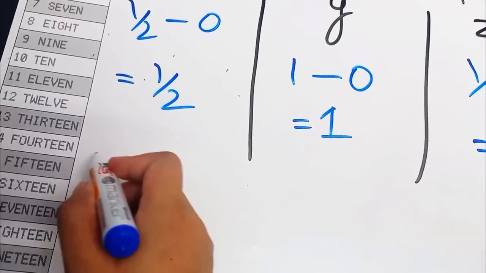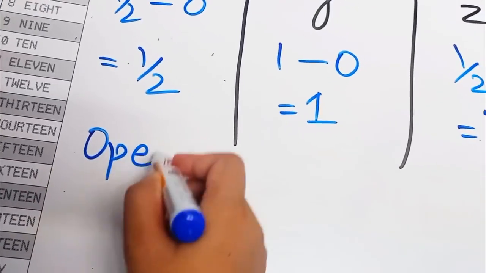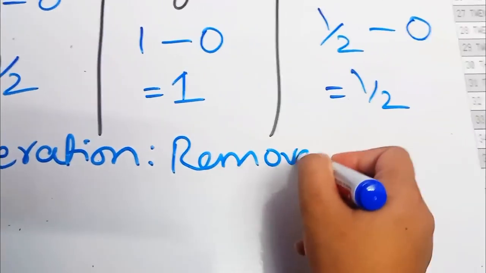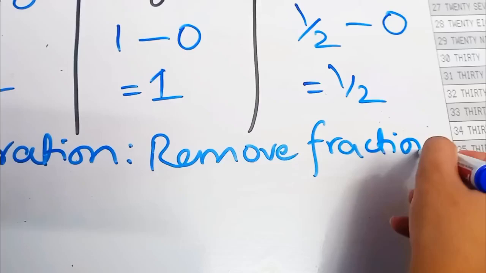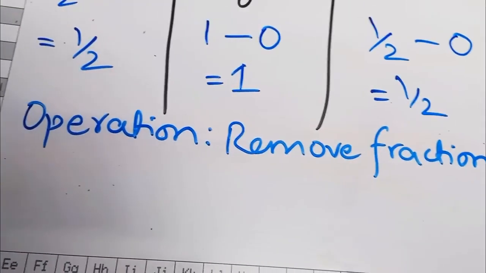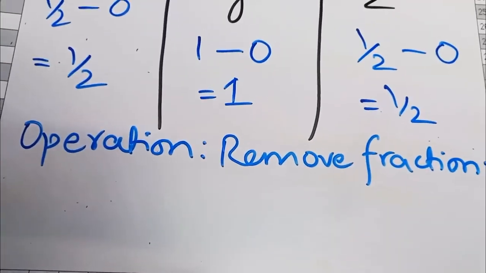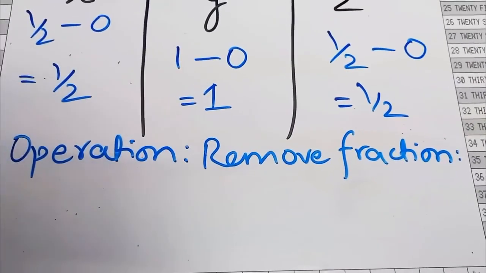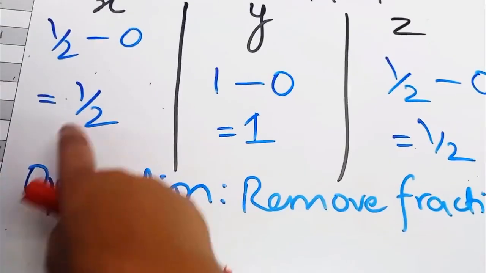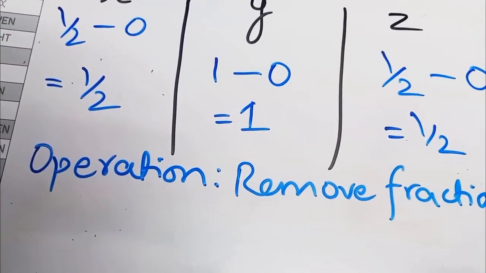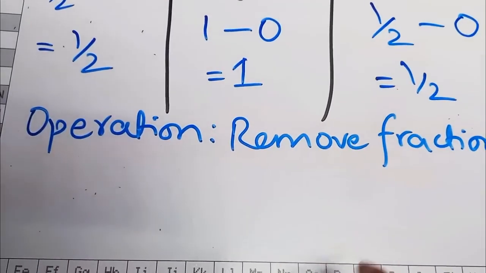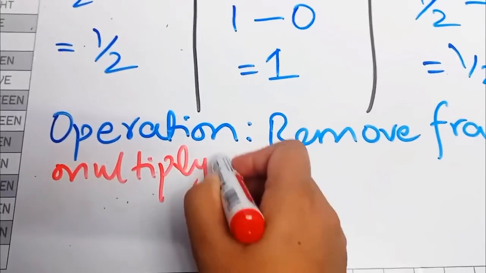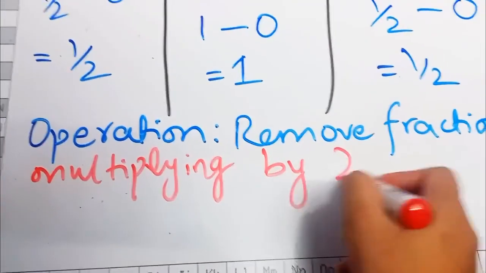and we'll write operation remove fraction. And for removing the fraction, what we do is multiply the LCM of denominators with each of these numbers. Okay, so we can see here that denominators are 2 and 2, and LCM of 2 is simply 2. Alright, so we'll write it here. What we are gonna do is multiply the LCM of denominators, multiplying by 2, simply you can write it.